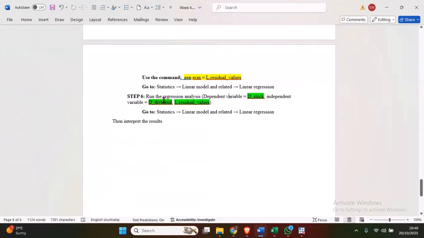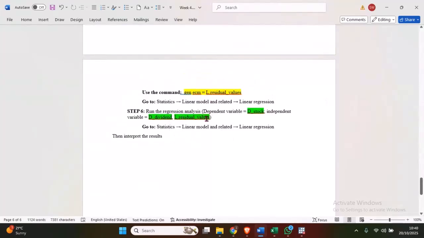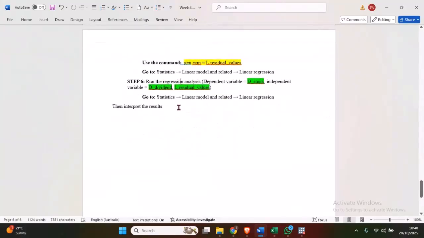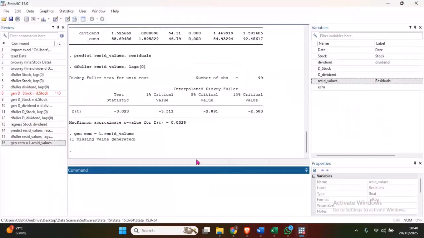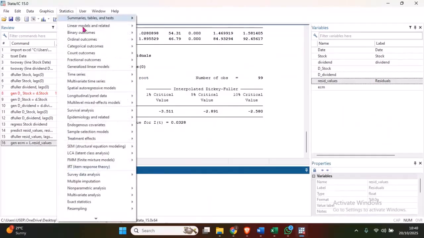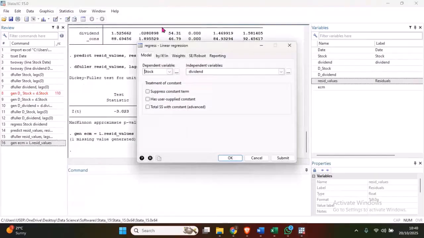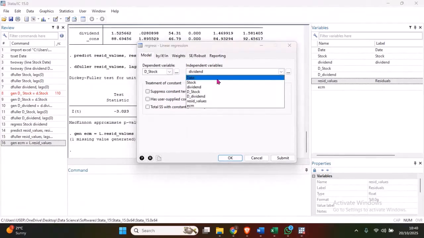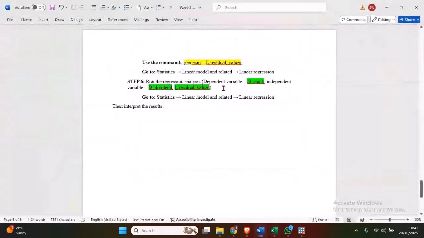For the independent variable, we use the difference values of dividend, and then we add another variable that we generated in the previous step, which is the lag of the residual values. And then we interpret the results, and that one will be the end. So we come back here, we go to statistics, linear models, linear regression. Our dependent variable is D stock. Our independent variables are two: D dividend, the difference of dividends, and the lagged values of the residuals.